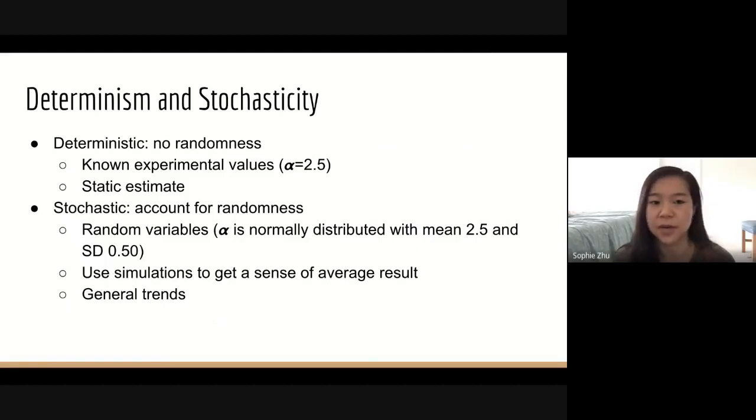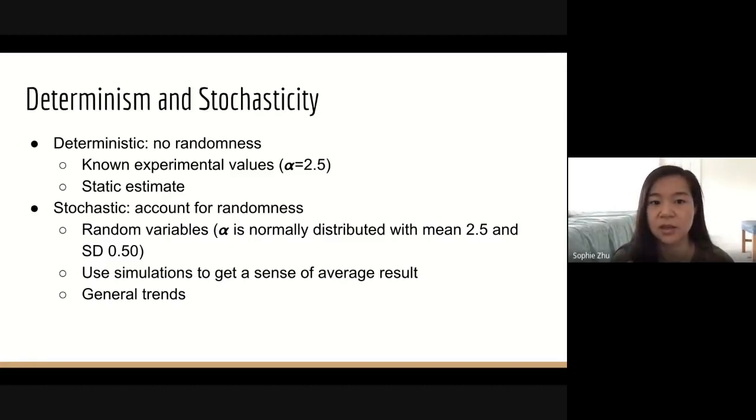So, going off of those rates, I do want to bring up a quick point about determinism and stochasticity. Again, this is one of those slides where you don't have to comprehend everything, but I would like to introduce this concept since it plays a role in a lot of the models we currently see. The biggest difference between deterministic and stochastic models and processes is that deterministic ones are not trying to account for randomness. They use a known experimental value, or set a known value. So we're saying alpha equals 2.5, or beta equals 0.3. Every time I run that model, I will obtain the same result. I have a static estimate.